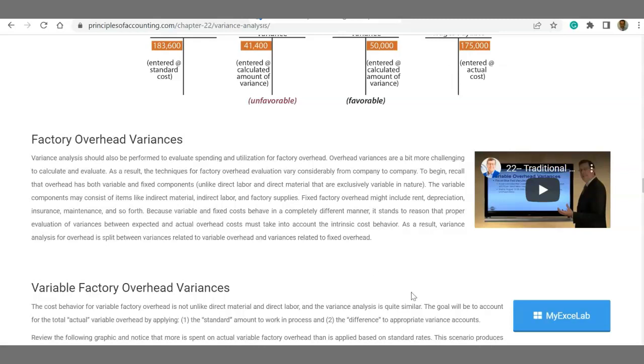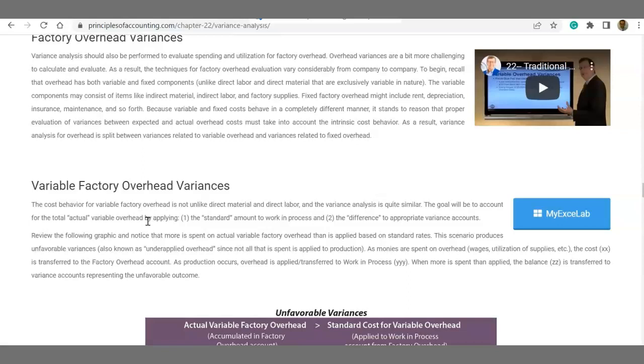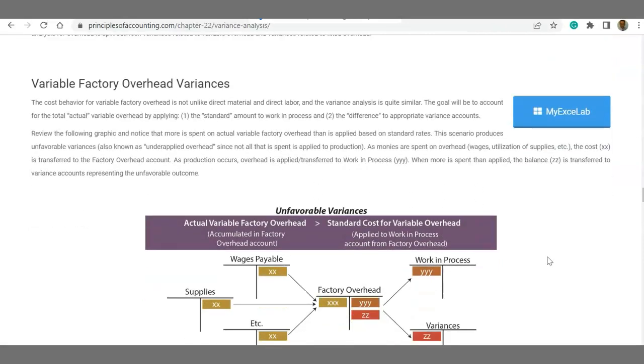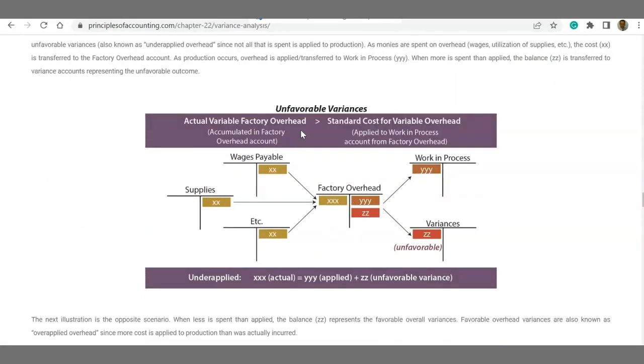For factory overhead variances, we normally look at the fixed expenses, which are normally fixed, not that much different. But we are focusing on variable factory overhead. If it's an unfavorable variance, this is how it goes. Supplies go as not traceable, so that goes in overhead. Wage payable goes in overhead. Indirect labor, other expenses like factory utility expense, anything that is payable, or if you have prepaid insurance or prepaid rent and you credit them, they will be debited in the factory overhead. So factory overhead will increase largely, right?